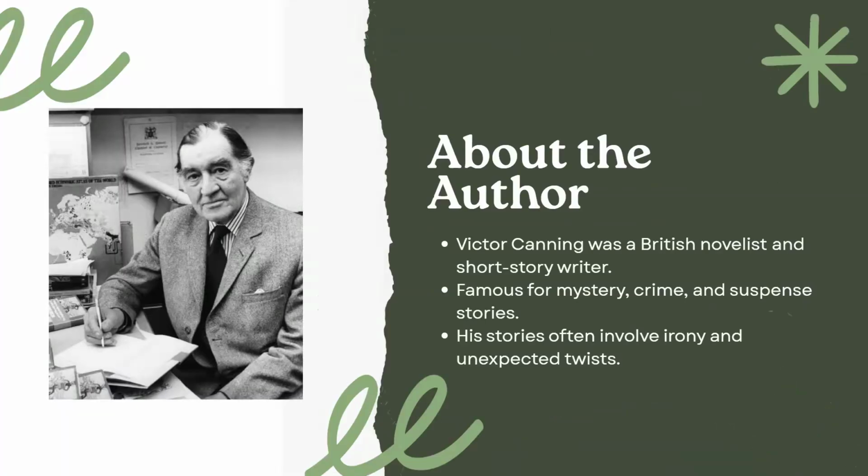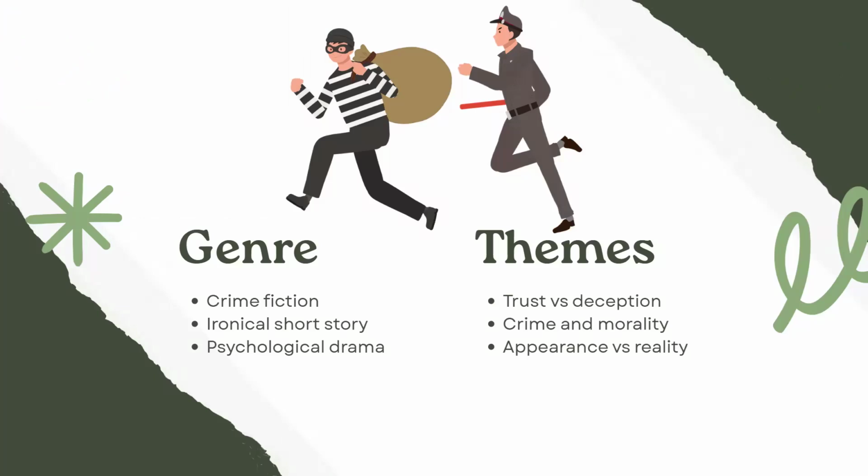About the author, Victor Canning was a British novelist known for crime, mystery, and suspense fiction. His stories usually involve unexpected twists and irony, and this chapter perfectly reflects his style, where intelligence and trust collide with deception. The story belongs to crime fiction with psychological elements. The central themes include trust versus betrayal, appearance versus reality, morality of crime. Always remember for exams, theme identification is a scoring area.